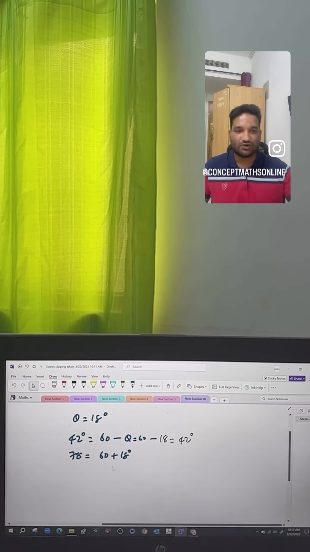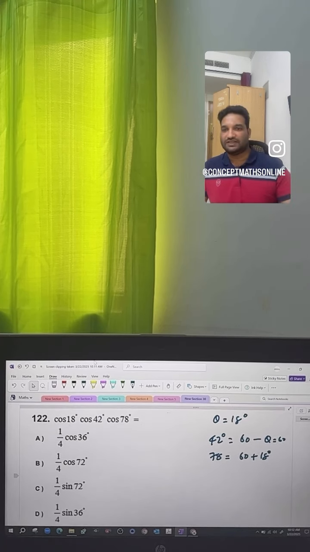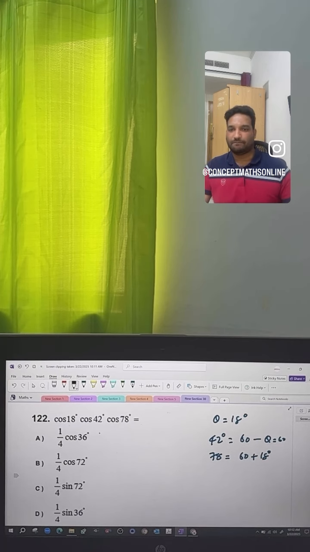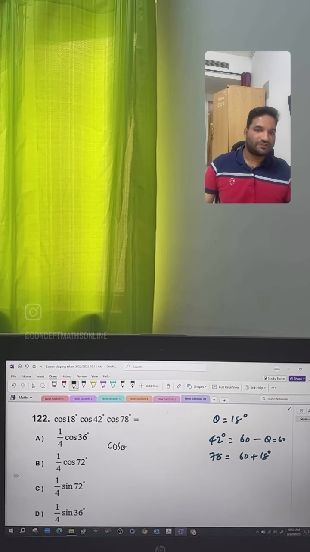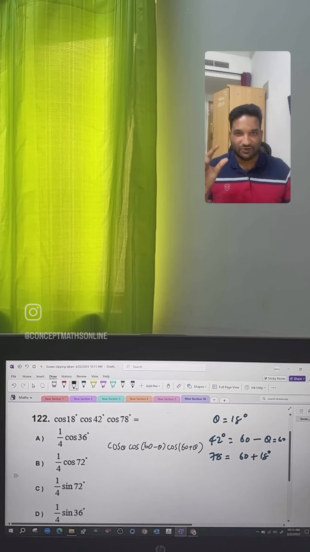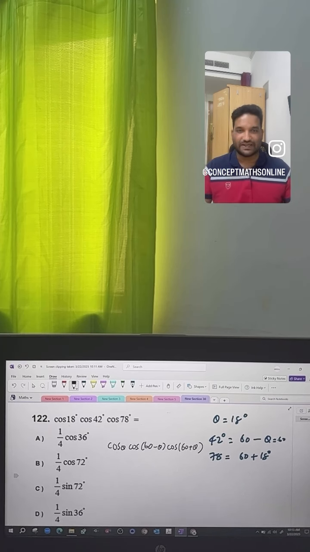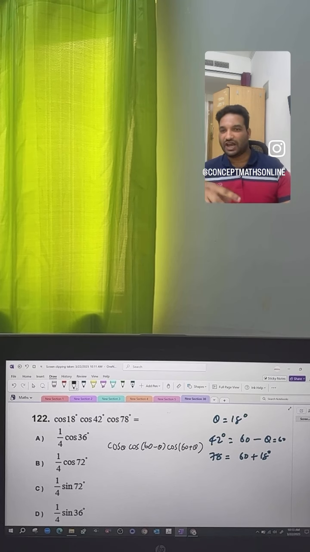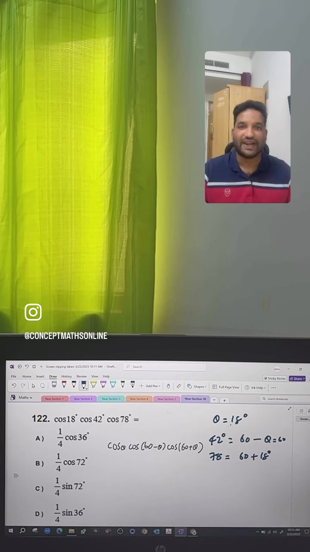So when you see the expression, this is in the form cos theta cos 60 minus theta cos 60 plus theta. Similarly you can get the question sin theta sin 60 minus theta sin 60 plus theta, and tan theta tan 60 minus theta tan 60 plus theta. So there are three very important formulas. I will give you these three identities, and you can directly answer this type of question.